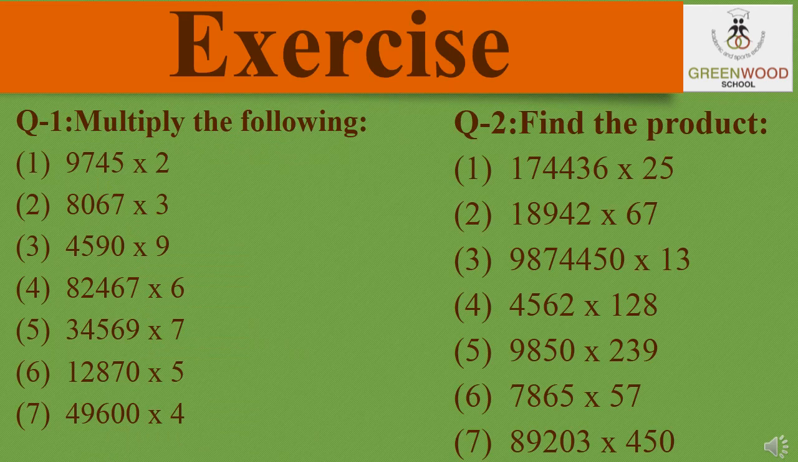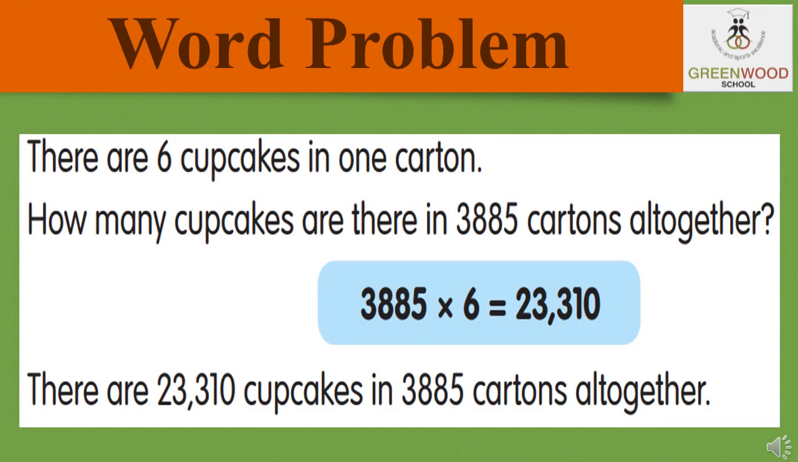The next is exercise. Solve the following questions, that is, multiply the numbers or find the products on the basis of the previous topics. Next is a word problem. There are 6 cupcakes in 1 carton. How many cupcakes are there in 3,885 cartons altogether? So what will we do? Addition or multiplication? Yes, multiplication, because that will be an easy method.